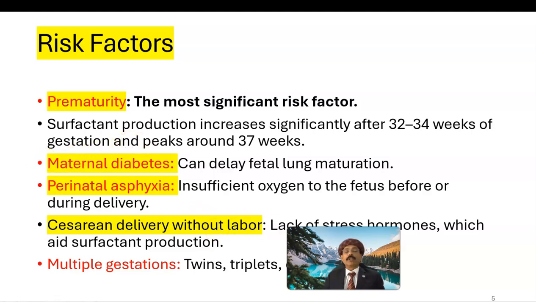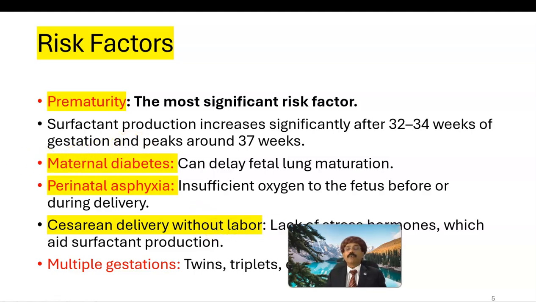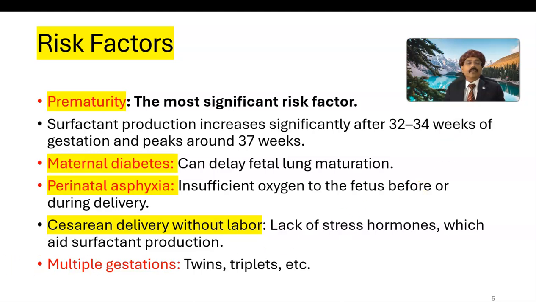Caesarean delivery without labor, lack of stress hormone, which aids surfactant production. Stress hormones like aldosterone, epinephrine. Multiple gestation, twin, triplet. Babies are small, fetuses have small, immature lungs, so they will have less surfactant.